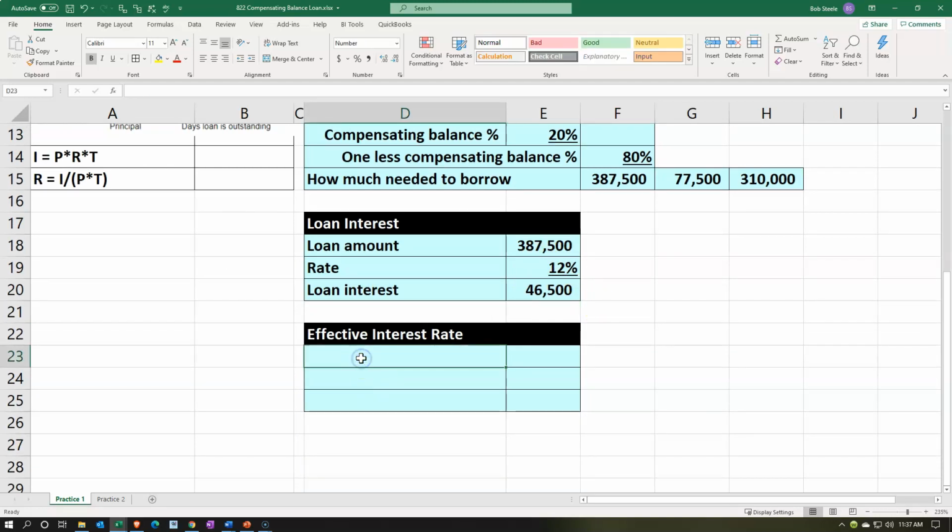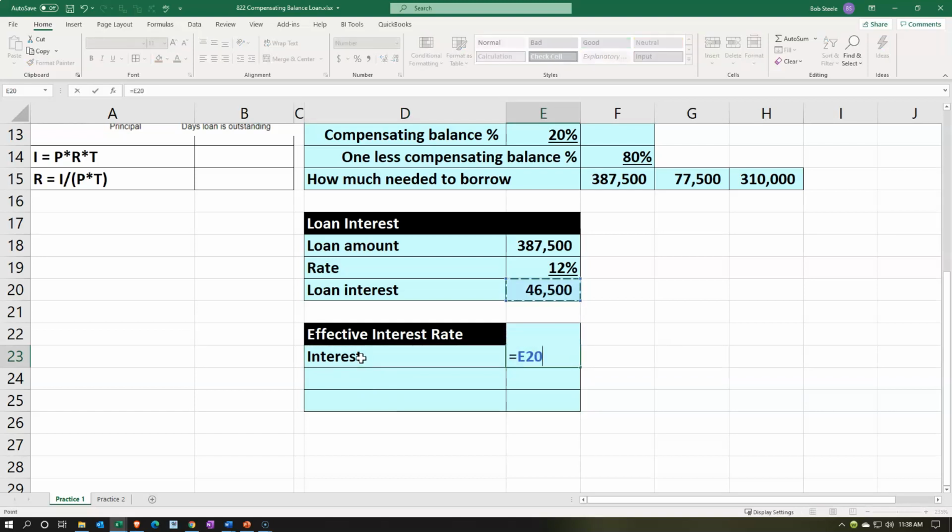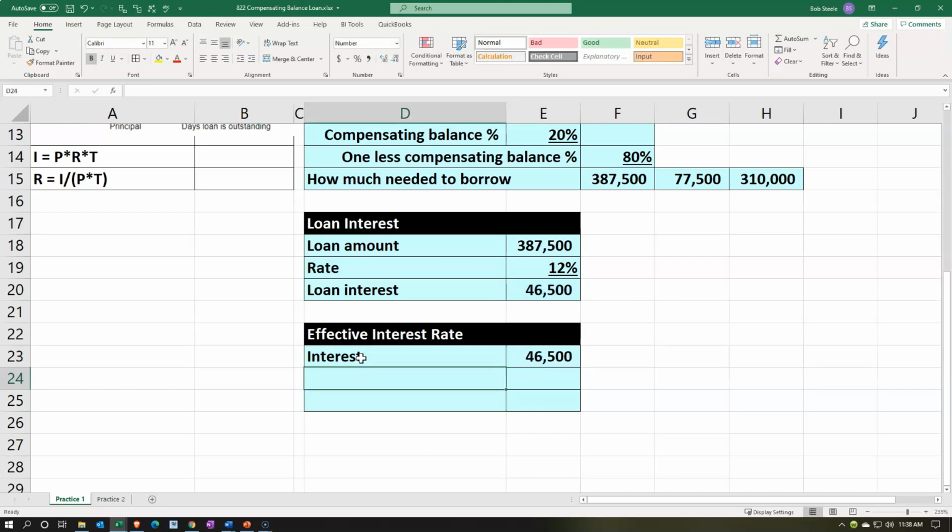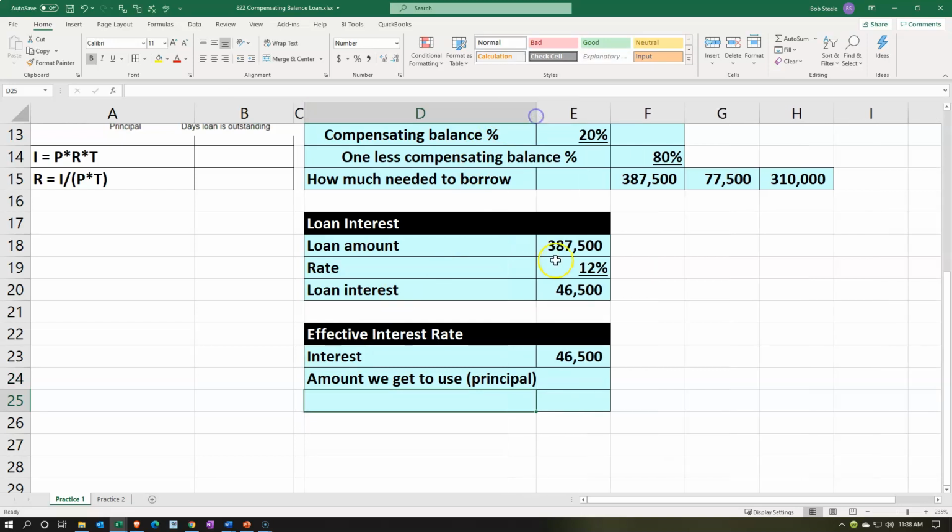Our typical calculation would say, if I took the interest, the cost of the loan is going to be 46,500. That's how much it's going to cost me to take out this loan. And then I'm going to compare that to the amount of the loan I actually get to use, which I'm going to call the principal part of the loan. This is the tricky factor here, because we only get to use the 310. So the 310, that's what I get to use. And again, the time factor is 1 year, so we don't have to worry about it.